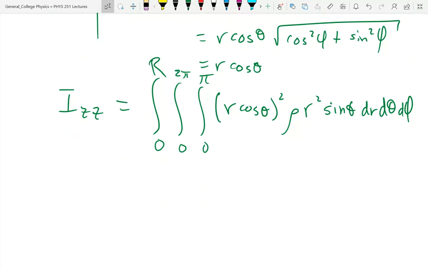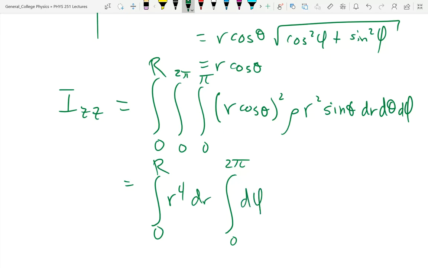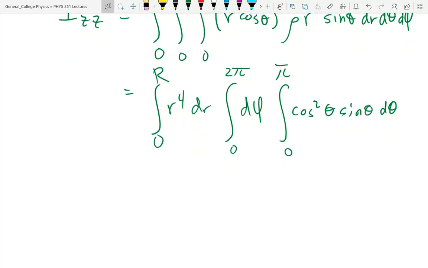And so then I about the z-axis. So we have that integral to do, which gives us integral from 0 to capital R of r to the 4th dr, integral from 0 to 2 pi d phi, integral from 0 to pi cosine squared theta sine theta d theta. And I forgot to put the rho out here, rho.